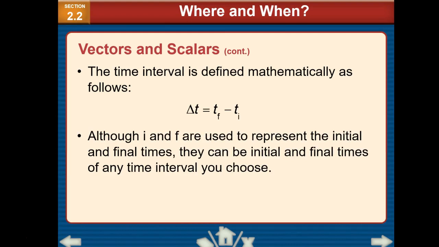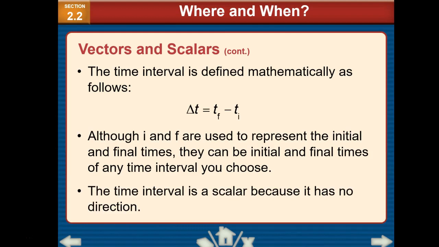All right. And then i and f: tf is your final time minus ti, which is your initial time. F is final, i is initial. You would use this if you weren't starting right when you start a stopwatch. If you start running when the stopwatch had 5 seconds and you stopped your stopwatch when it said 25 seconds, the time you actually ran was 25 minus 5, which would be 20 seconds. There's no direction, so it's a scalar quantity.